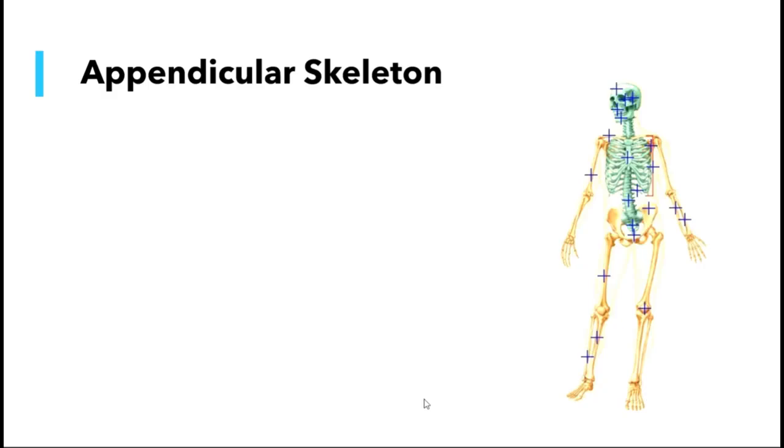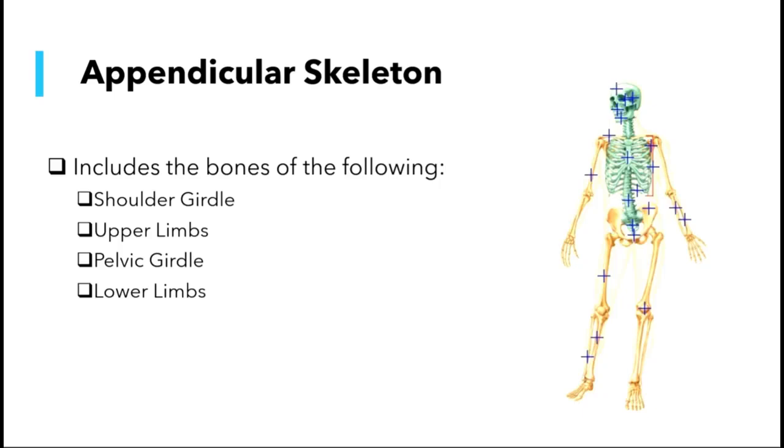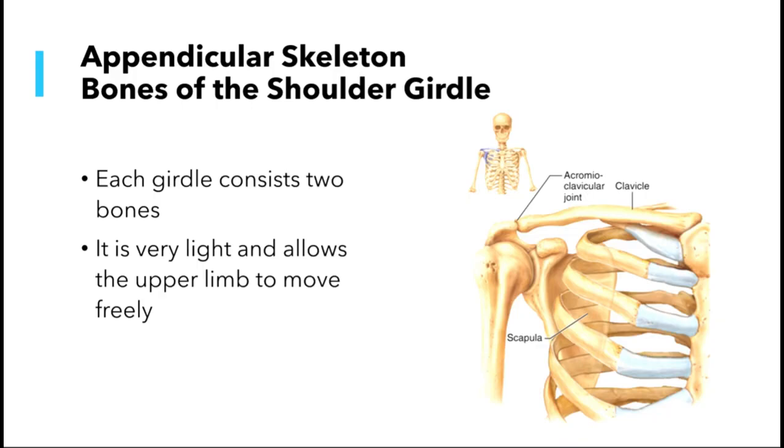Okay, let's now have the appendicular skeleton. So appendicular skeletons are the ones in the brownish or yellowish portion of this figure, which includes your shoulder girdle, upper limbs, pelvic girdle, and lower limbs. So the bones of the shoulder girdle include your clavicle and scapula.